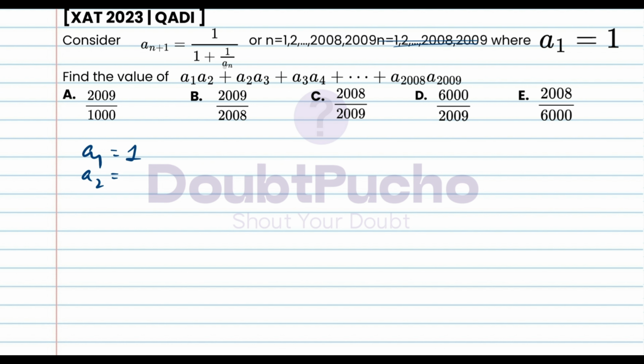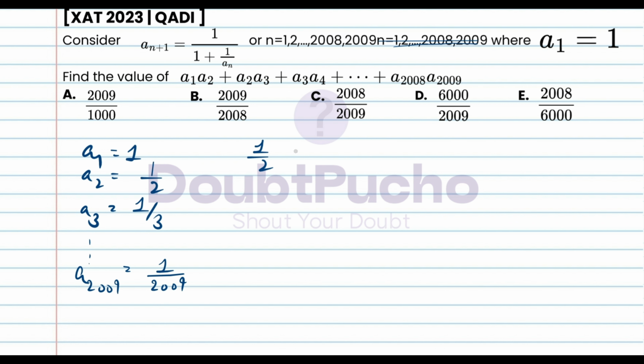so this becomes 1 upon (1 upon a1, which is 1, and 1 plus 1 is 2), 1 by 2. So the value of a2 is coming 1 by 2. The value of a3, when you find a3, you will put 2, so this will be 1 by 2 and 2 plus 1 will be 3, so 1 by 3, and so on. In this way, if we go ahead and calculate the value of a2009, it comes out to be 1 upon 2009, right?